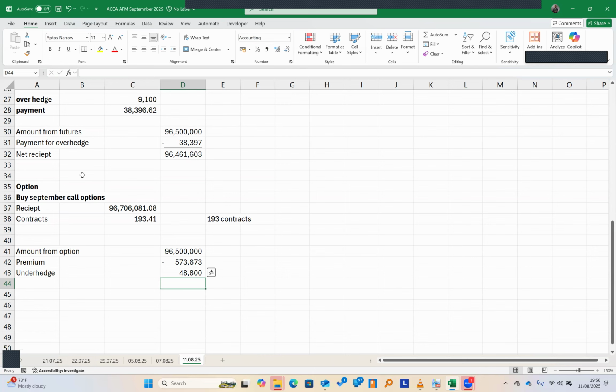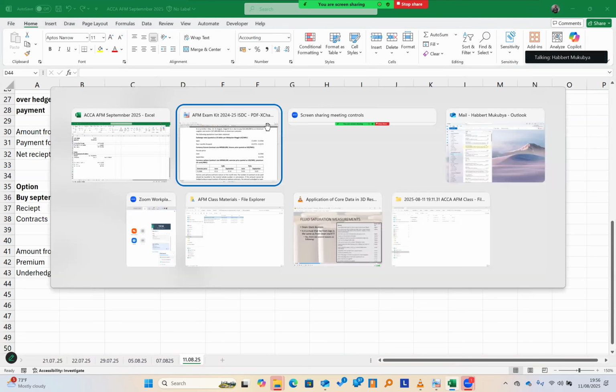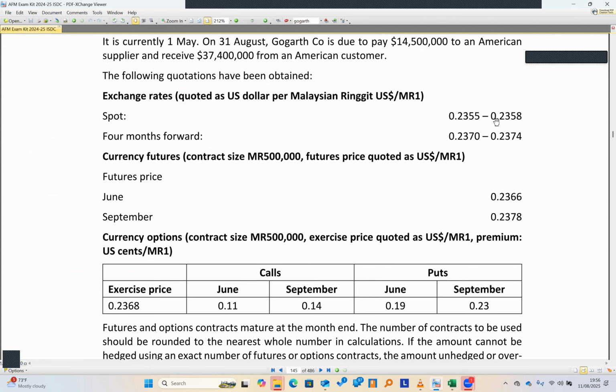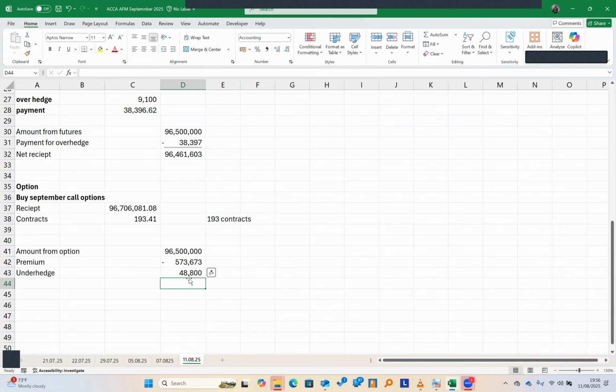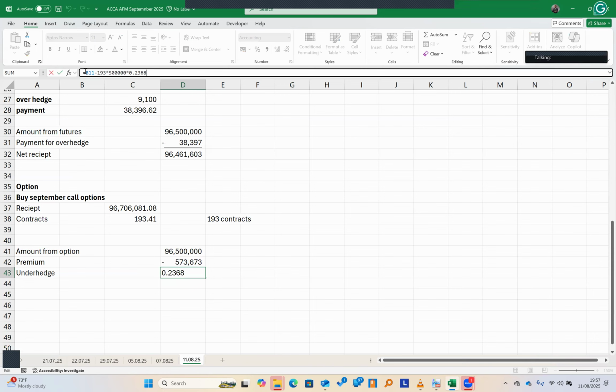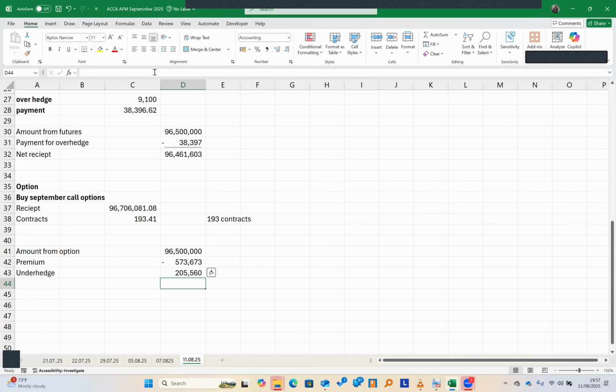So we have to convert them. But since I said that we under hedged, it means that we actually are going to have these dollars and we need to convert them. So we have dollars and we want to sell them, or we want to buy Malaysian ringgit. And if we want to buy Malaysian ringgit, the bank sells them at 0.2374. So we divide that by, let's put brackets here so that you can divide. So that is the amount which is under hedged.